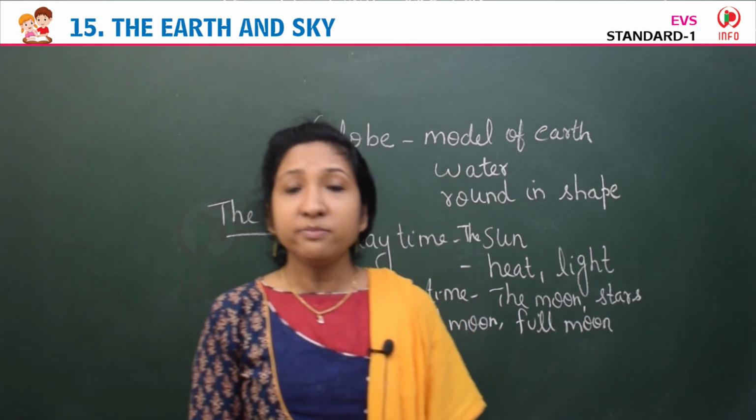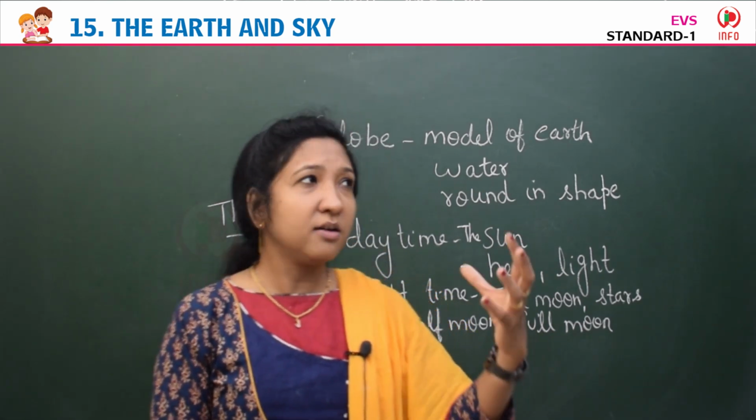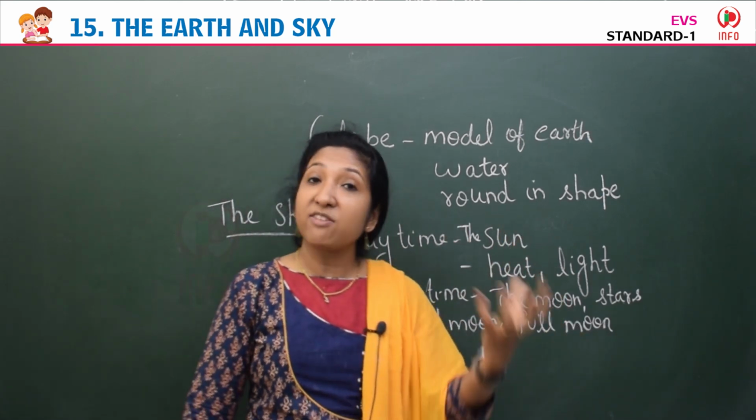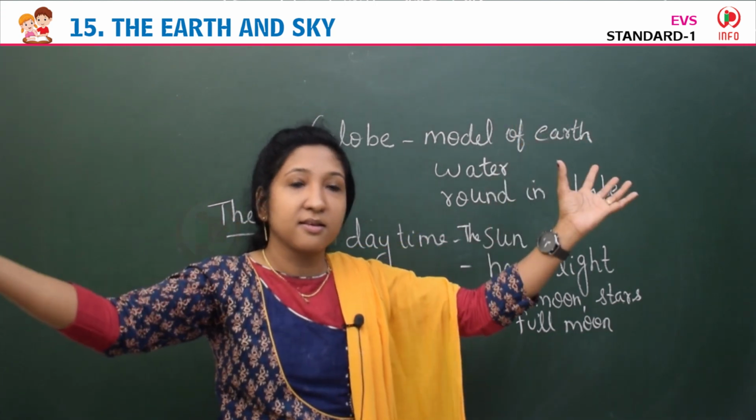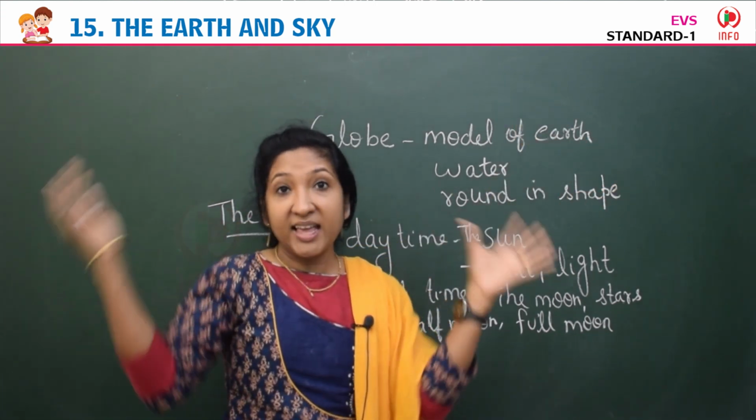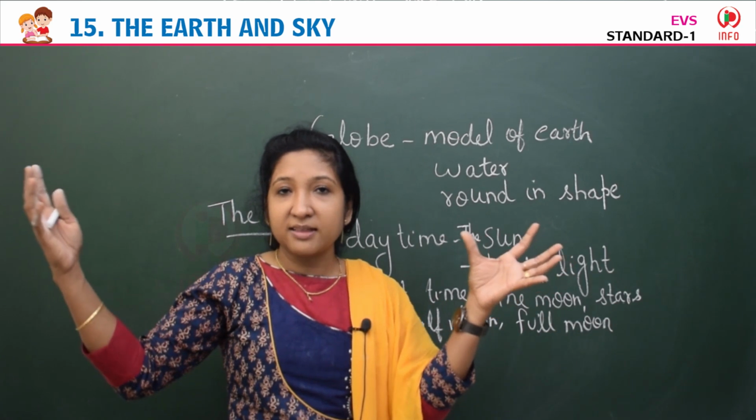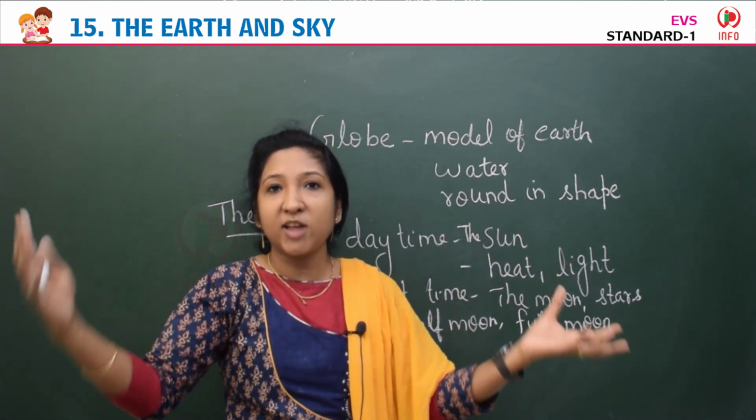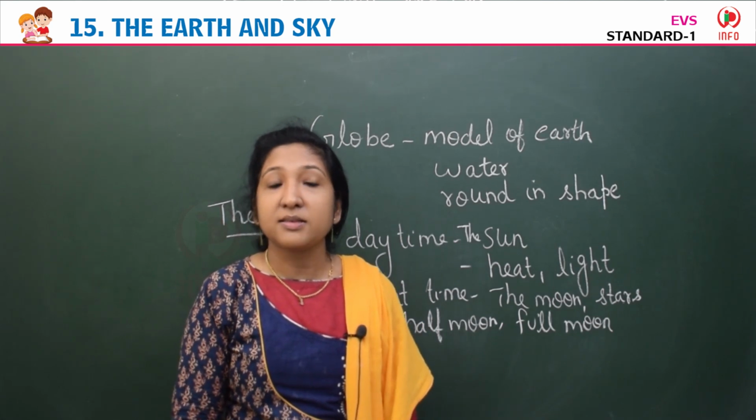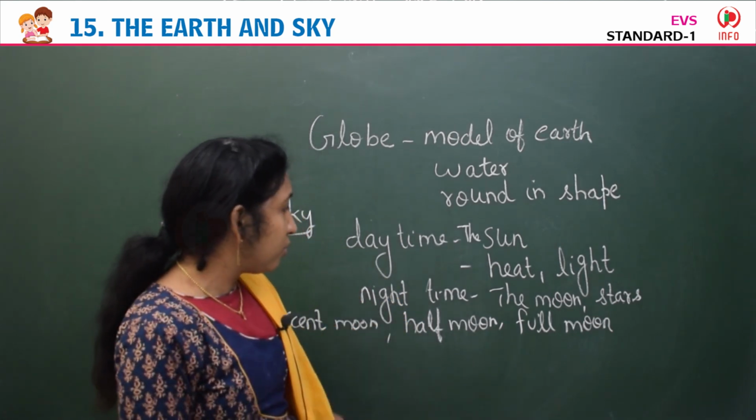Yes. Then moon does not have its own light. When sun's light falls on the moon, it reflects. That's why we can see the moon, bright moon we can see, it shines actually, but sun's light is falling on it, so it is shining. Yes, so that's about the moon.